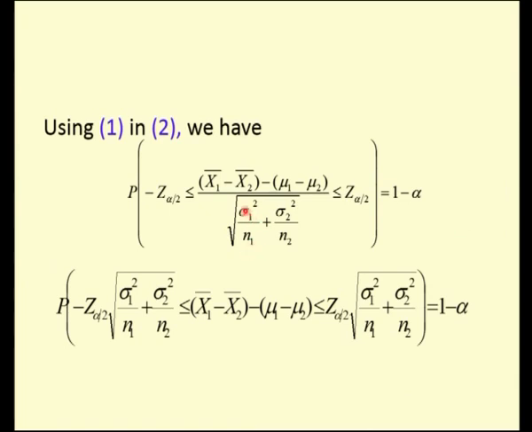Now, multiply on either side by square root of sigma 1 squared by n1 plus sigma 2 squared by n2. So, when you multiply on either side, you will have minus z alpha by 2 into square root of sigma 1 squared by n1 plus sigma 2 squared by n2, which is less than or equal to x1 bar minus x2 bar minus of mu1 minus mu2 less than or equal to z alpha by 2 into square root of sigma 1 squared by n1 plus sigma 2 squared by n2, which is equal to 1 minus alpha.